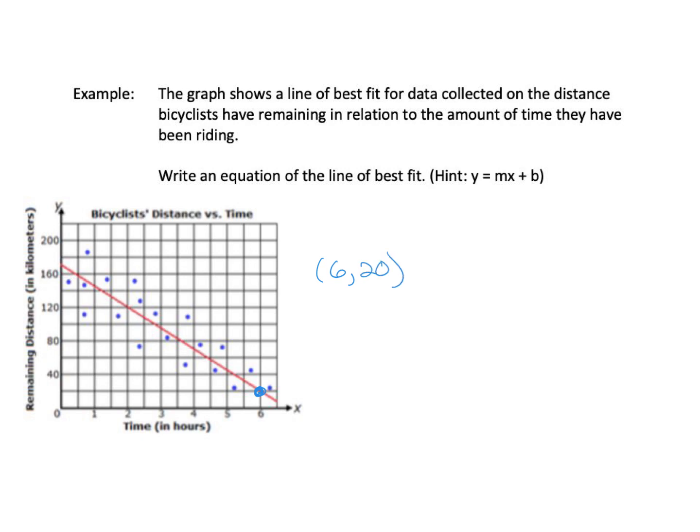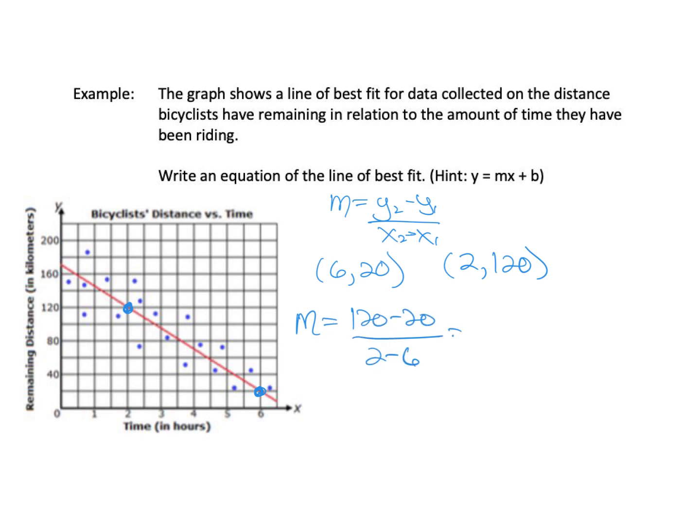And then I'm going to pick this point. Notice how these 2 points actually are on the line. They're also on the grid behind it. This point is about 2, 120. So let's go ahead and find our slope. Remember, our slope is y2 minus y1 over x2 minus x1, right? So I'm going to say 120 minus 20 over 2 minus 6.